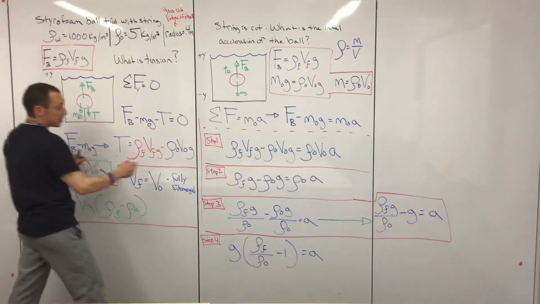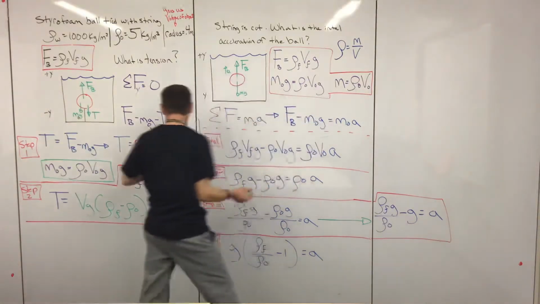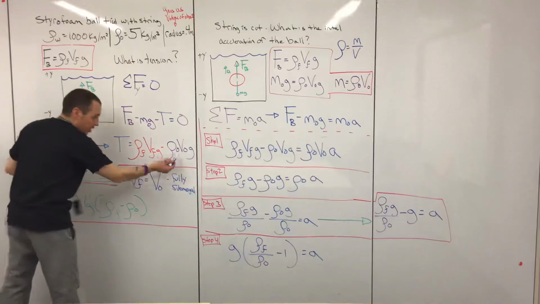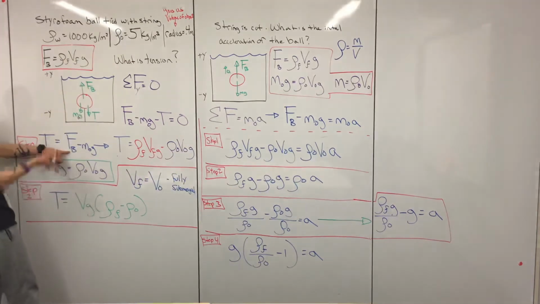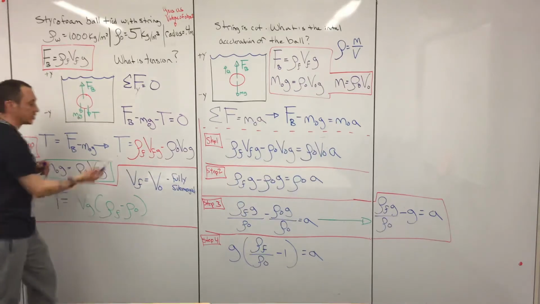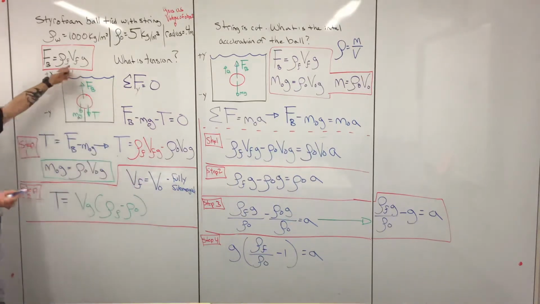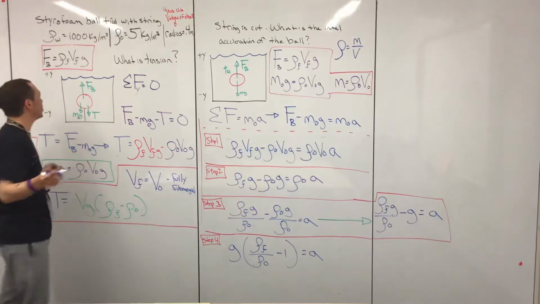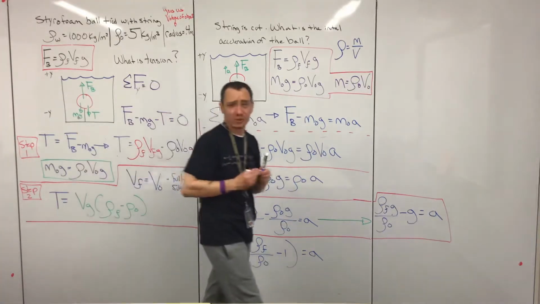So when we replace the mass of the object by density and volume, we get this equation, the density of the object, volume of the object times g. We replace the buoyant force with the density of the fluid, volume of the fluid times g. We get this equation. Now, if you're asking yourself, where did that come from? Why is buoyant force equal to the density of the fluid times volume times gravity?